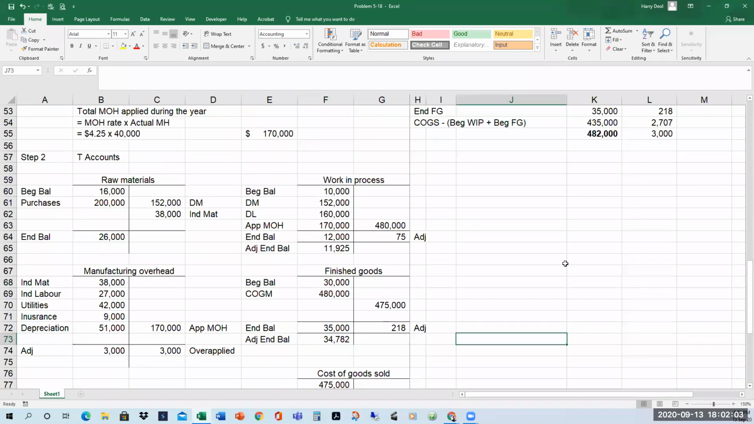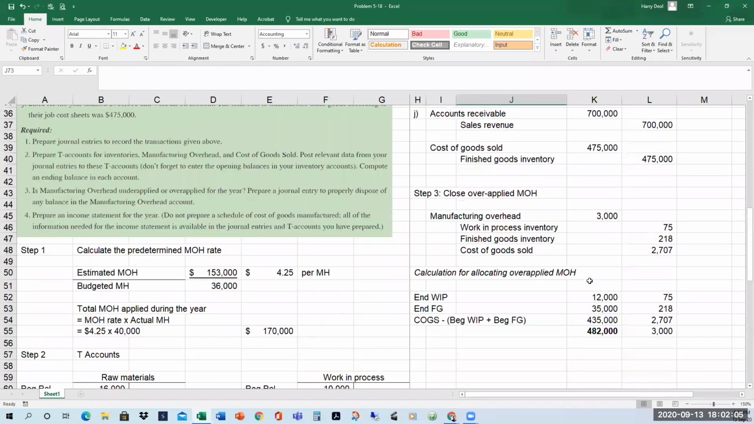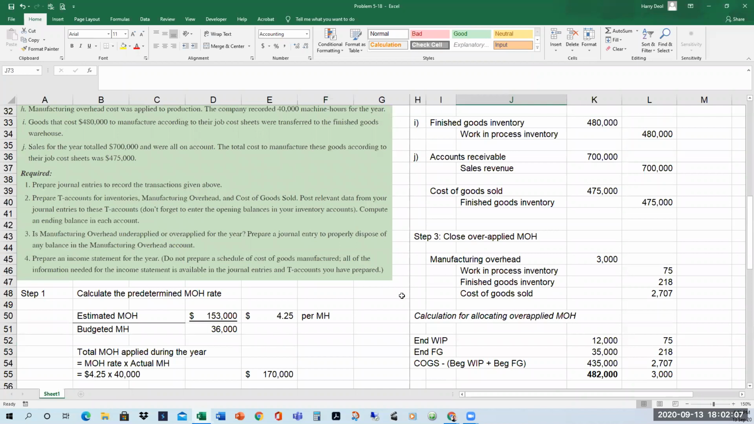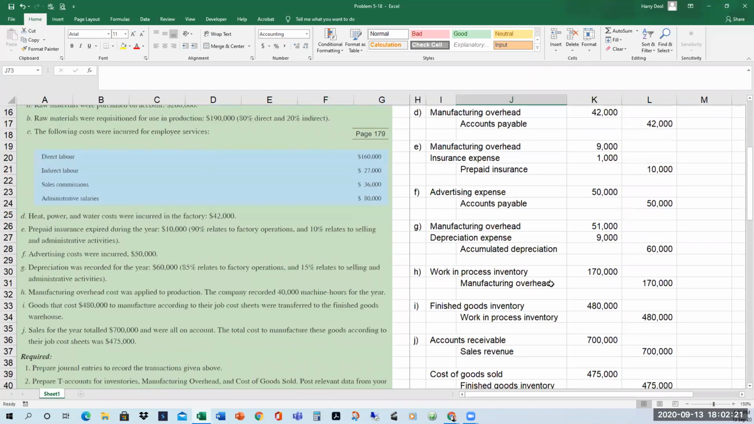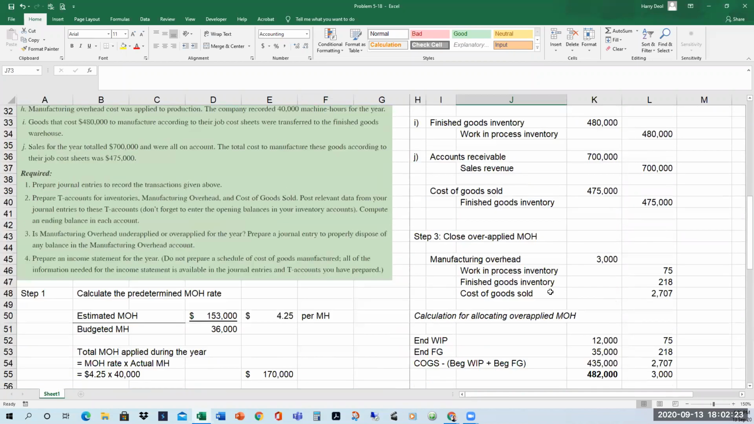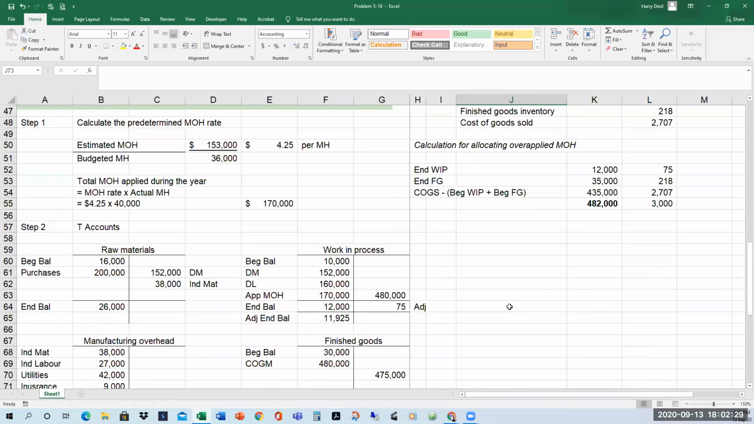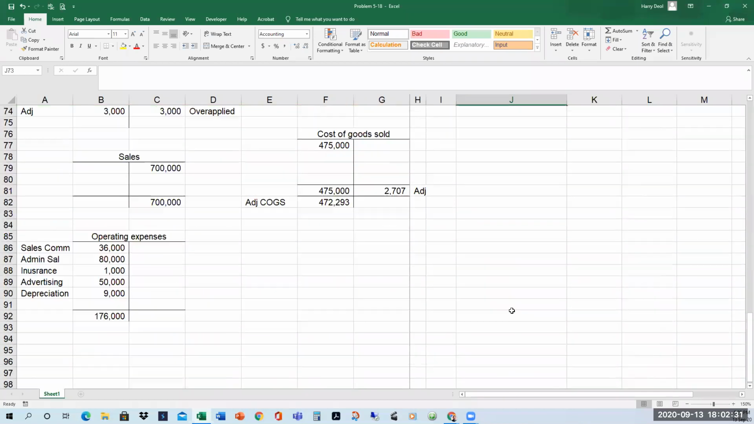Okay, so this was part 3 completed. And then part 4 asks for an income statement for the year. They're saying, do not prepare a schedule of cost of goods manufactured. Well, as it happens, your exam question will ask for a schedule of cost of goods manufactured. So I am going to prepare one regardless.